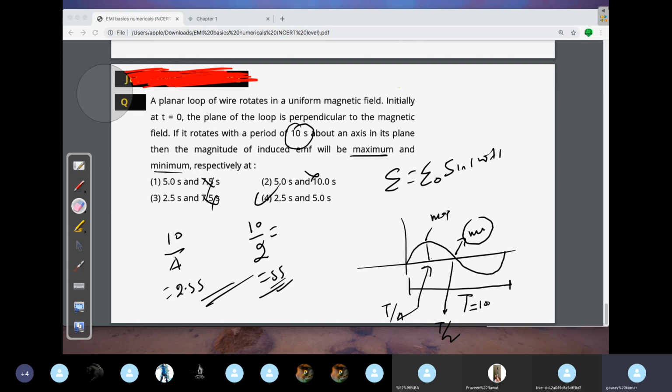Please improve. I'm requesting all of you. There's nothing in this question. A normal sine graph. EMF induced, right? You can see from here. It starts from 0. Maximum is at T by 4. Again minimum at T by 2. Question is over. That's it. T is given 10 seconds. What do you want in this question?